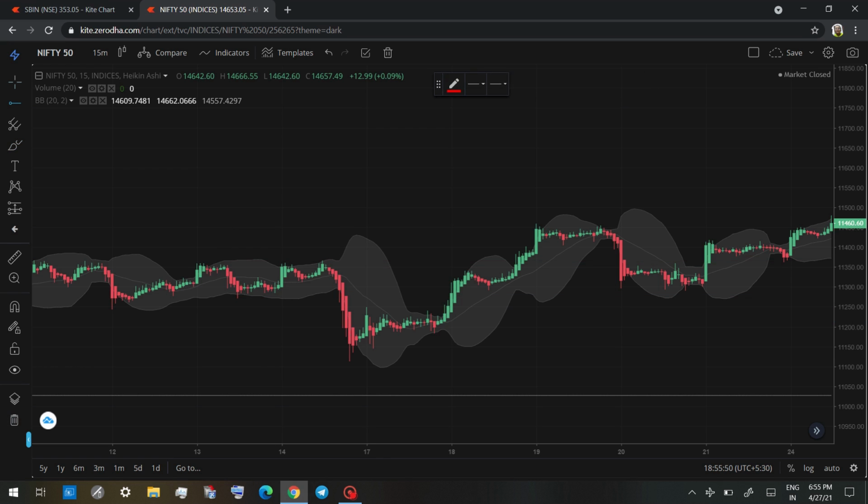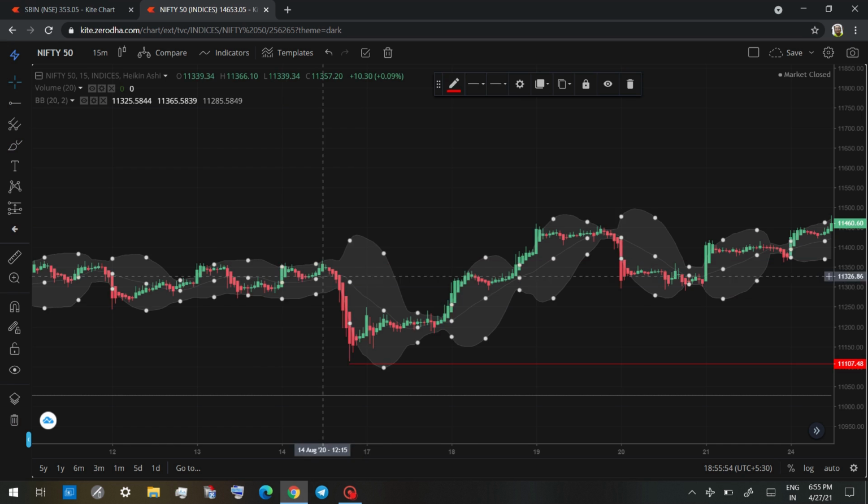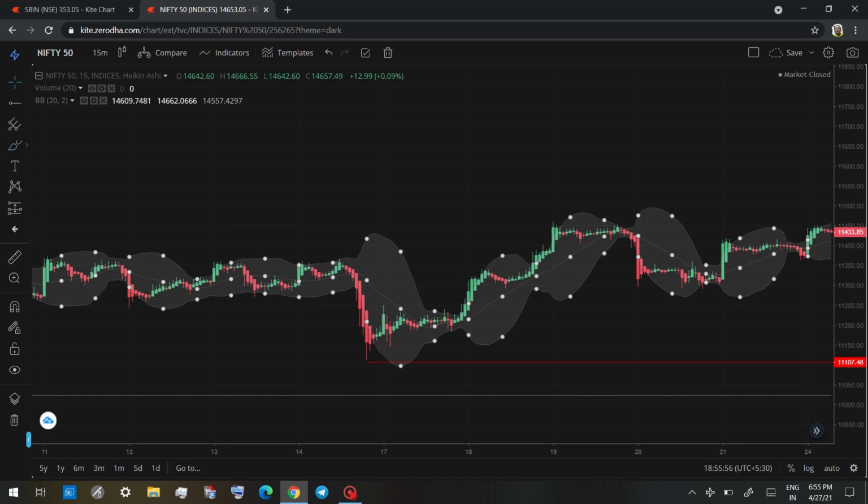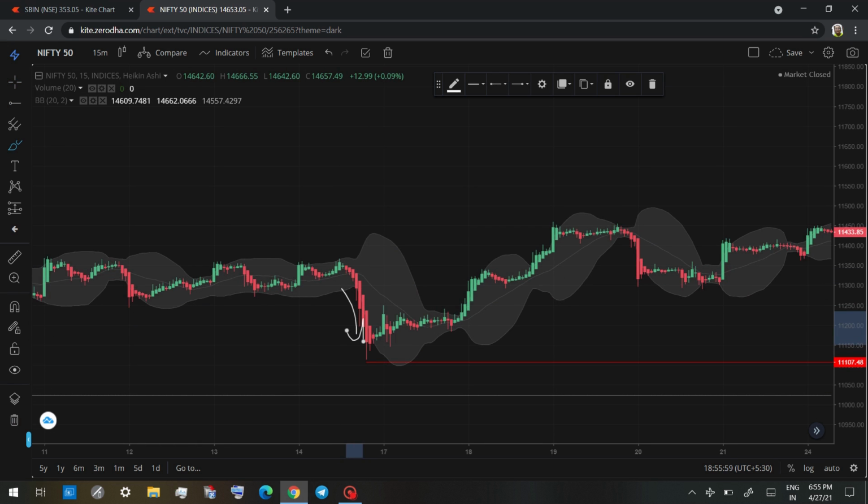Check here, this is the low. There is a strong bearish movement. After that, it consolidated. Just wait, and here the Bollinger Band squeezes. So double confirmation and therefore a strong bullish movement.